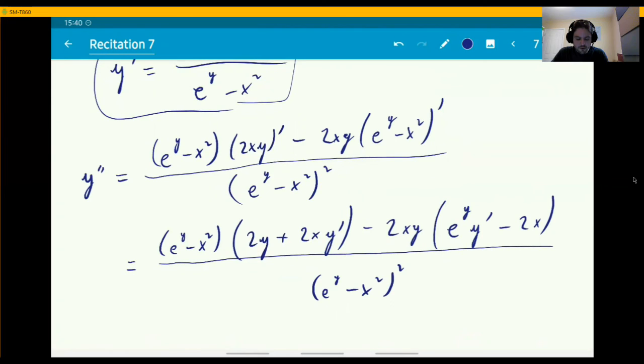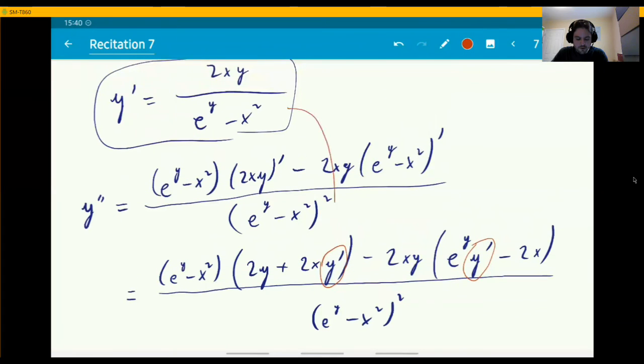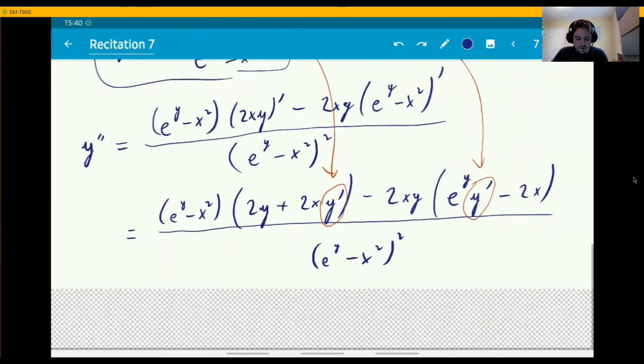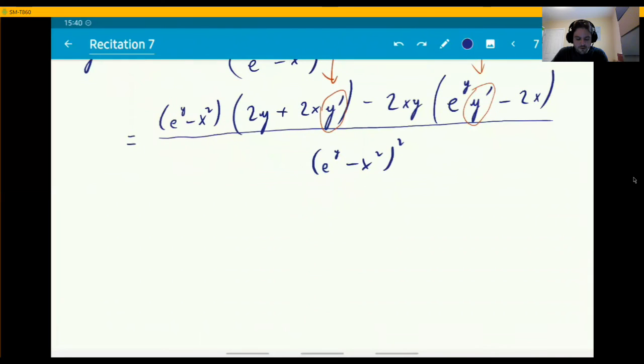The only problem with it is that it includes not only x's and y's, but it also includes y prime itself. But that's really not a problem for us because we already know y prime. We do have a formula for y prime involving only x's and y's. So that's why I said, let's save this for later. This is the last step that we need now. Just plug in this crazy expression for y prime, 2xy over e to the y minus x squared. So I'm plugging that in for the two instances of y prime.